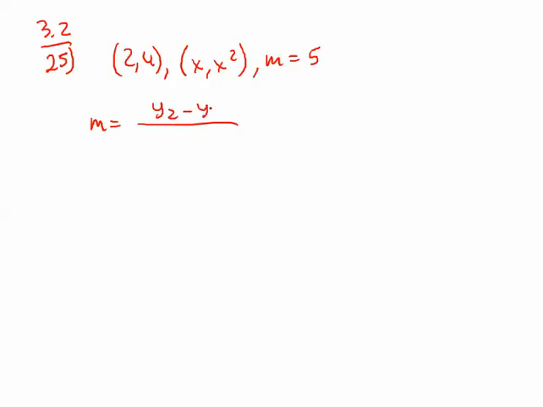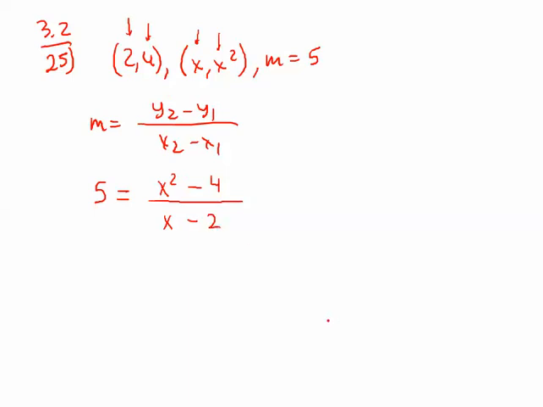y2 minus y1, x2 minus x1. Let's go for it here. So 5 goes here. y2, ooh, this is a toughie here. So y2 is x squared, subtract 4. On the bottom it's x, subtract 2.